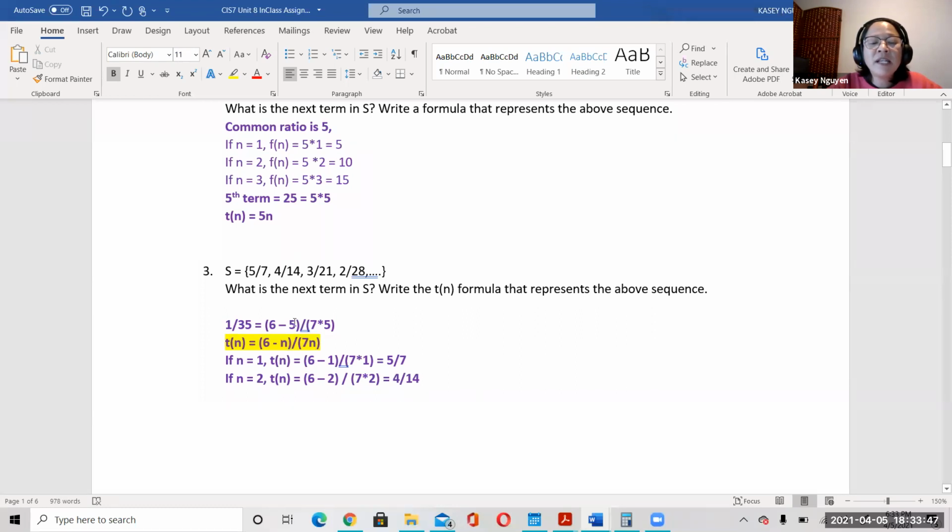So if we need to look at the 5th term in that sequence, we plug in the 5. This one is for the 5th term. We take 6 minus 5 divided by 7 times 5, which gives us 1 over 35.